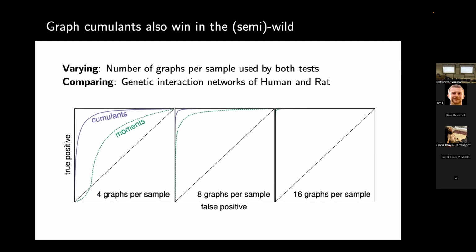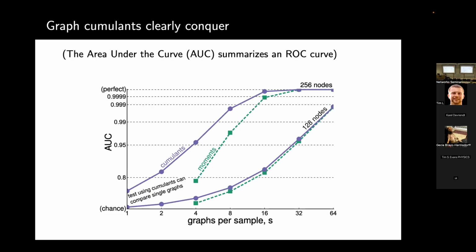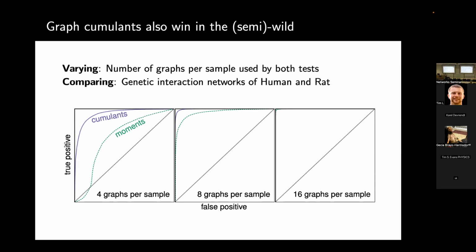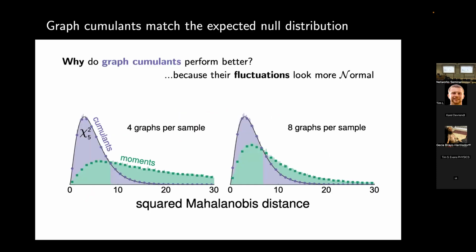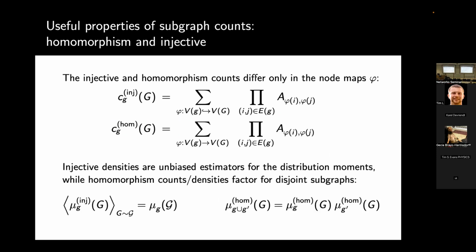I ran out of time, but you can see here that we do manage to compare single graphs, where with the moments you can't. That's because we can use the unbiased estimator. We can use this relationship that the cumulants of disconnected things are zero to have an estimator even for single graphs. But you can also compare single graphs, you just have to calculate the covariance. We are computing the covariance analytically.